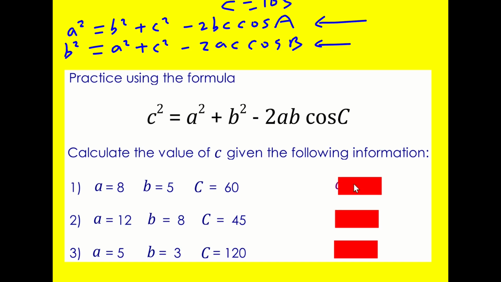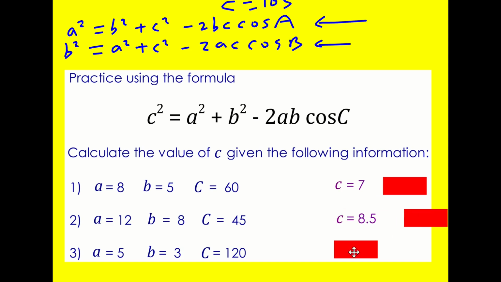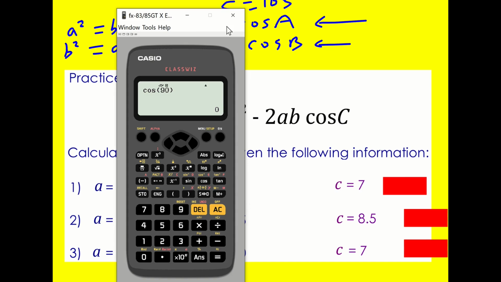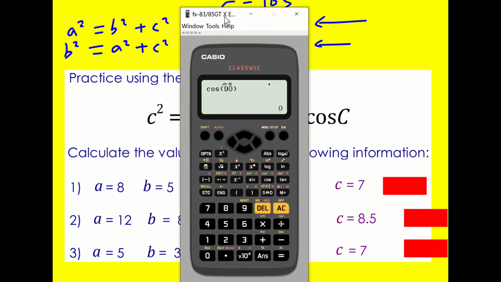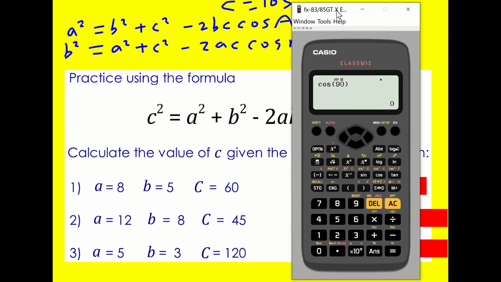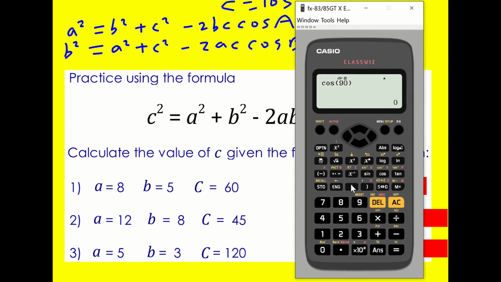Okay, I'm going to quickly show the answers. So you should have got 7, 8.5, and 7. It just so happens that the angles I've chosen give you nice final answers. You won't normally get that, but I wanted to just make some aspects simple, to be honest.